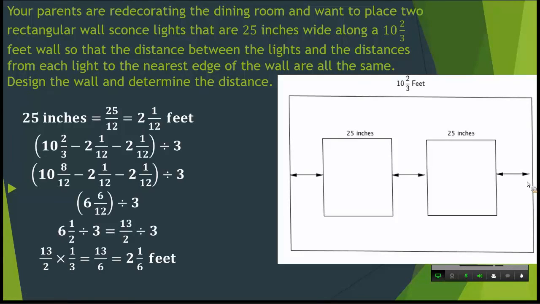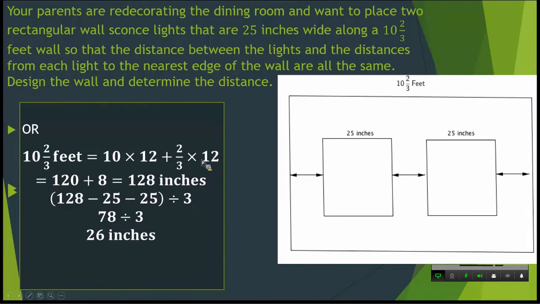Now let's look to see what the answer would be in inches. So first, 10 2/3 feet, we convert that into inches. So the 10 feet, multiply that by 12. The 2/3 of a foot, multiply that by 12. We would get 128 inches. So 128 inches, we subtract both 25s from that, and then we divide our result by 3. So 128 minus 25 minus 25 gets us 78. 78 divided by 3, we get 26 inches. 26 inches is the same as 2 1/6 feet.